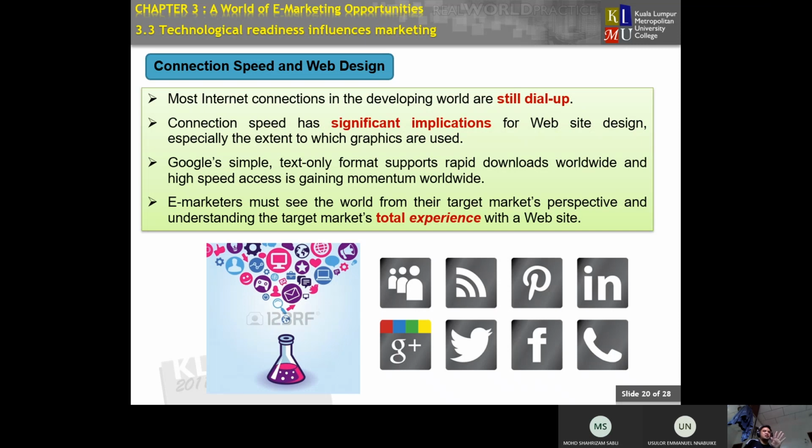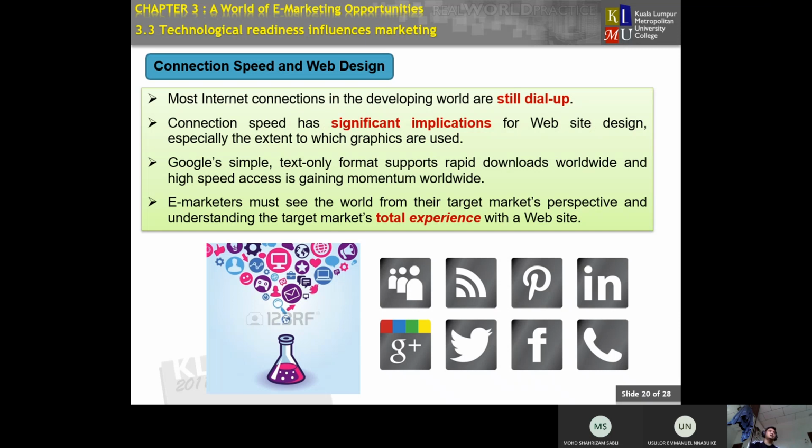That's why, when you are doing marketing inside the online world, you need to know the connection speed your company uses and the environment of the country where you want to sell. Meaning, what type of connection speed the people of the country are using right now.